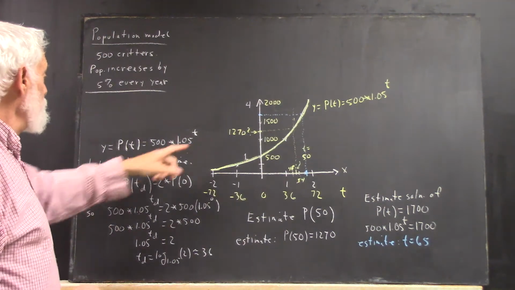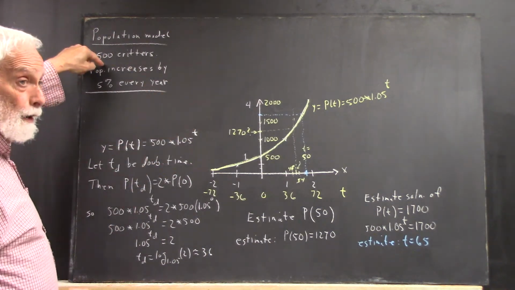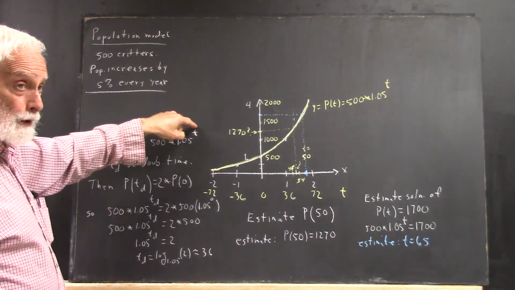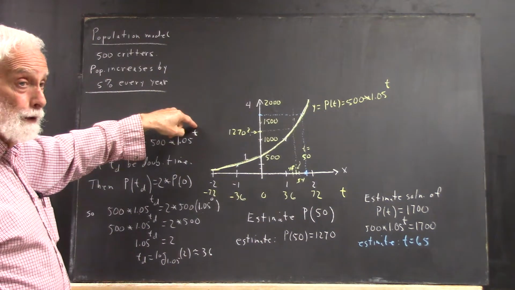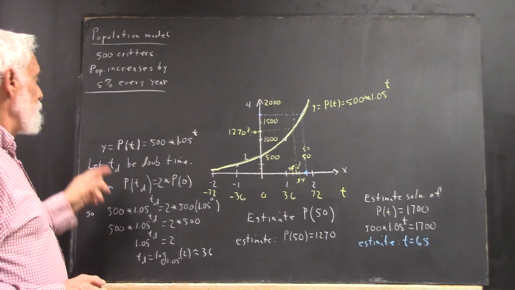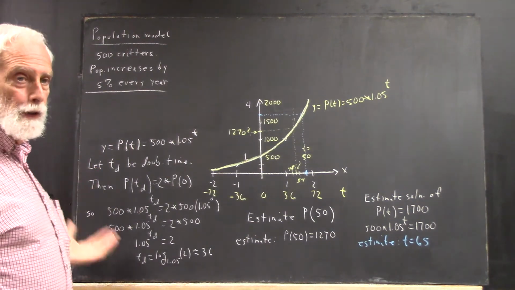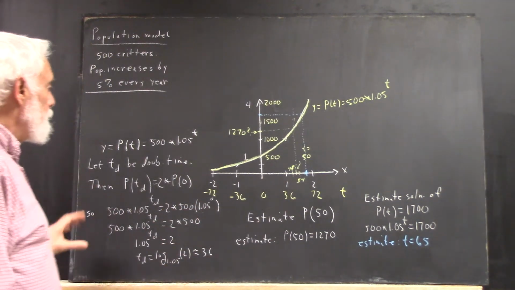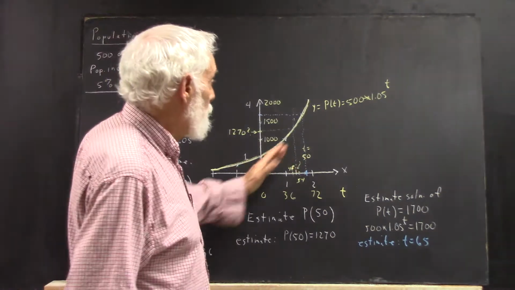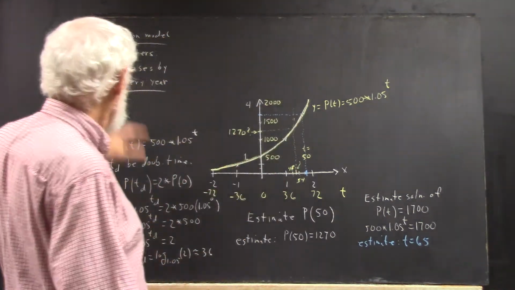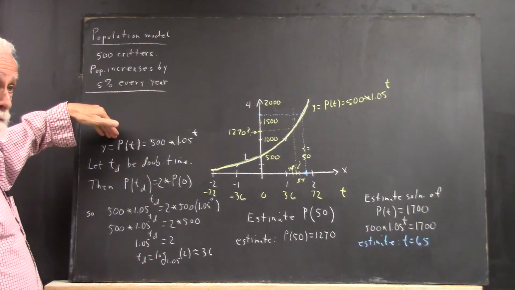So we multiply whatever the initial population was by 1.05 to the T. So if T is the number of years, starting at the time we have 500 critters, 500 times 1.05 to the T is how many we're going to have after T years. Okay, so we could find the doubling time, but of course we did that in a preceding video, so there it is.